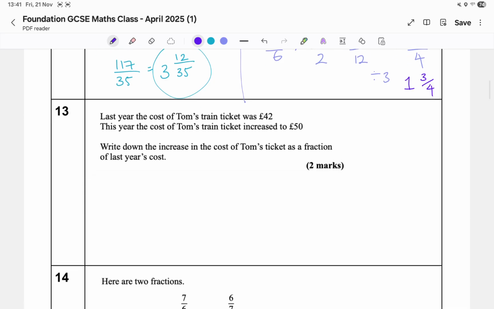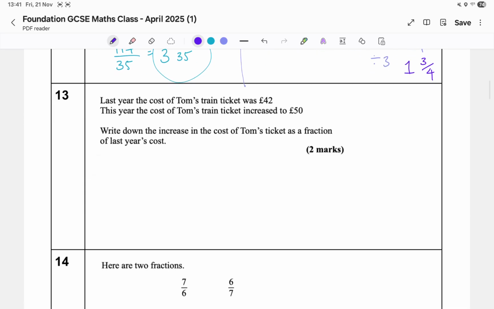Next question. Question 13. Last year the cost of Tom's train ticket was £42. This year the cost of Tom's train ticket increased to £50. Write down the increase in the cost of Tom's ticket as a fraction of last year's cost. First of all, we need to know how much it increased. So you work out the difference. £50 minus £42. So we can see it increased by £8. It went up by £8.